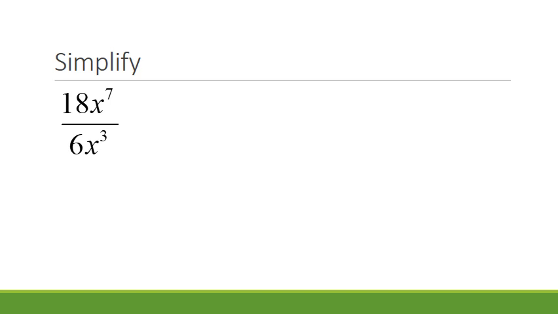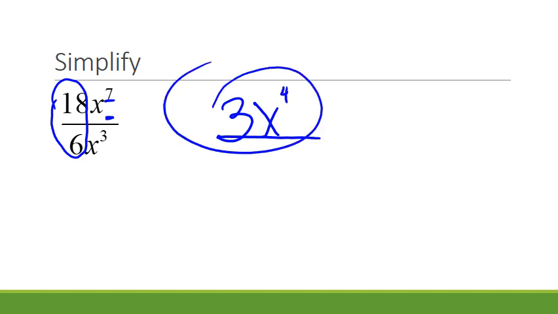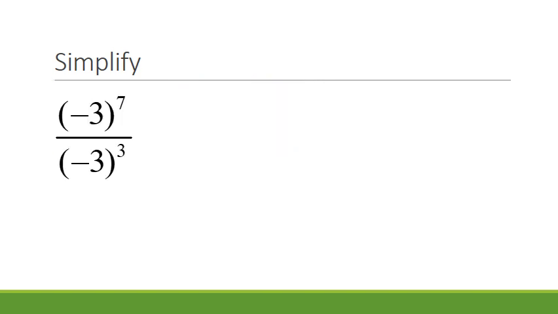Please pause the video to try this one. Alrighty, let's take care of the coefficients out front. 18 divided by 6 is a positive 3. The 7 is larger, so my x is going to stay on top. And 7 minus the 3 gets me to 4. So I no longer need that division bar.